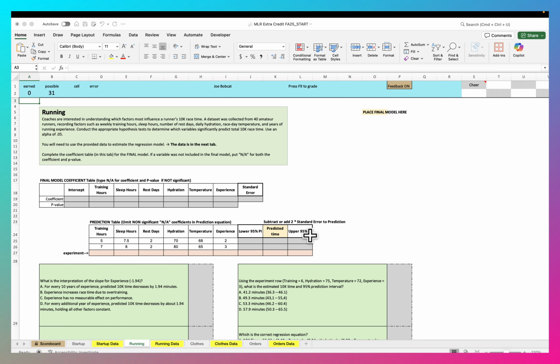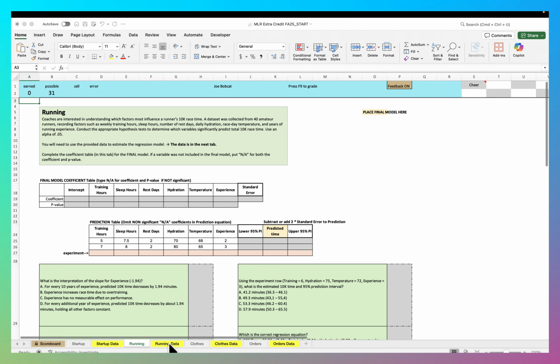Running. Coaches are interested in understanding which factors most influence a runner's 10K race time. The dataset was collected from 40 amateur runners, recording factors such as weekly training hours, sleep hours, number of rest days, daily hydration, race day temperature, and years of running experience. Conduct the appropriate hypothesis test to determine which variables significantly predict total 10K race time. Use an alpha of 0.05.